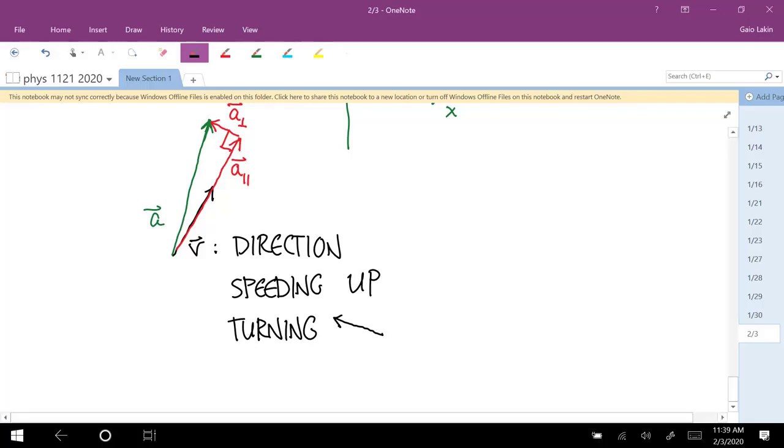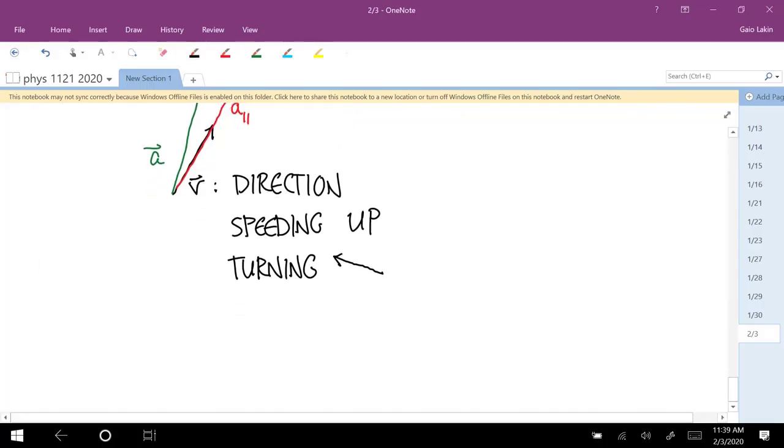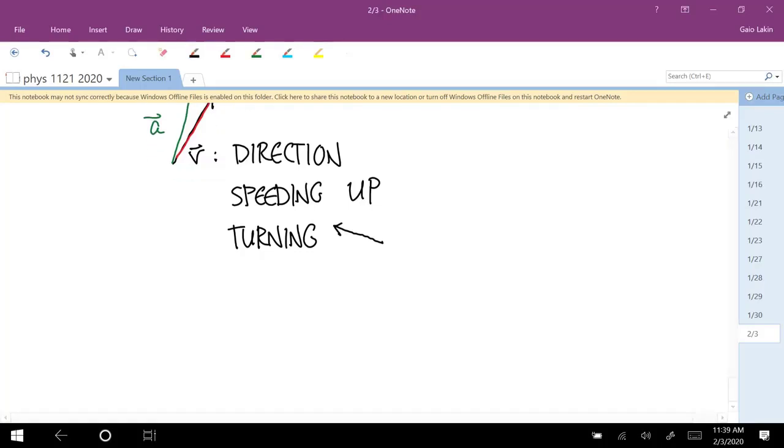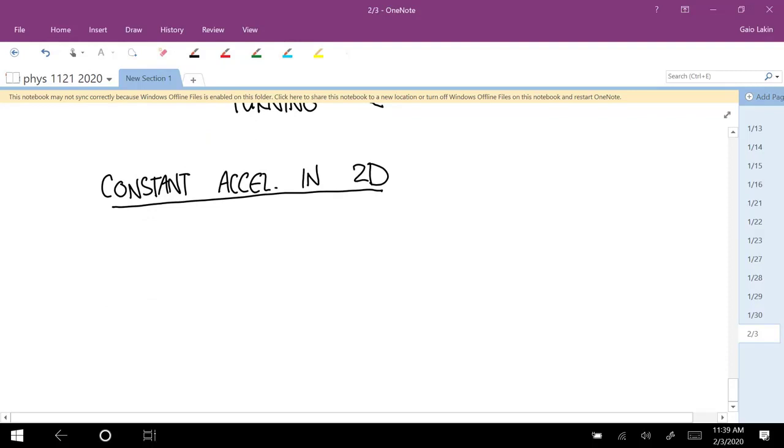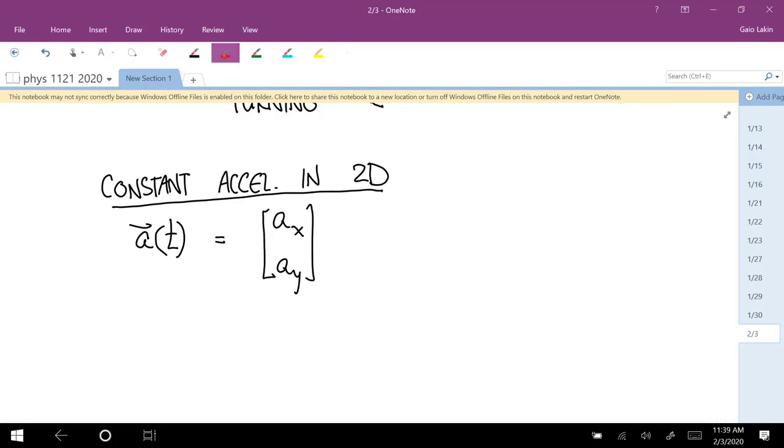The most important type of acceleration that we're going to deal with in 2 dimensions is constant acceleration. So, constant acceleration in 2D. And in a lot of ways, it's very similar to constant acceleration in 1D. So what this means is that acceleration as a function of time is just equal to ax, ay, and those 2 things are constants.